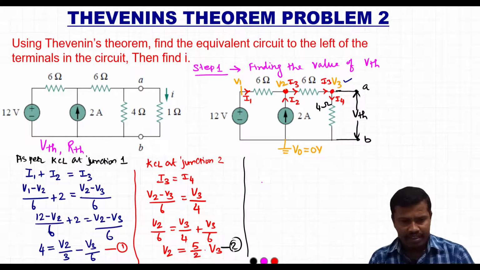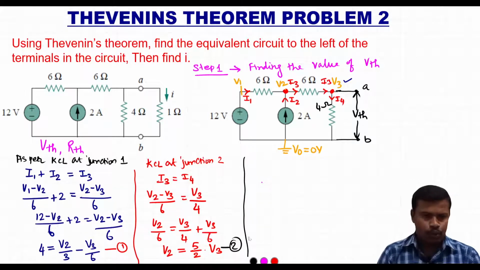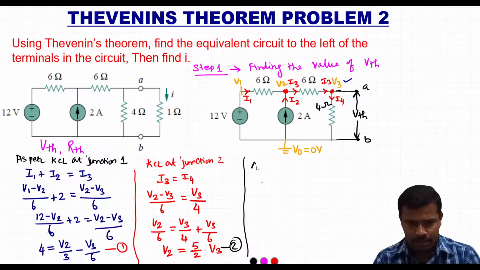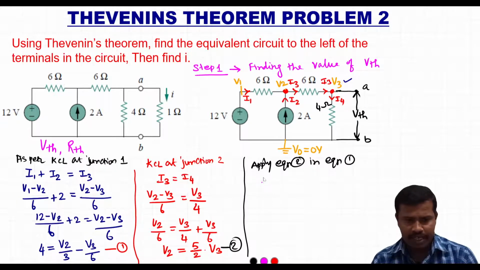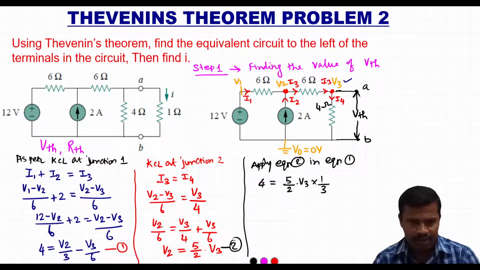Now we will apply the value of equation 2 in equation 1. So equation 1 will become 4 is equal to V2 by 3. In place of V2 we will write 5 by 2 into V3, into 1 by 3, minus V3 by 6.